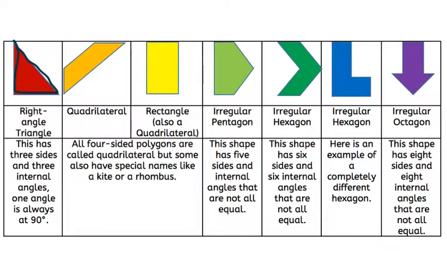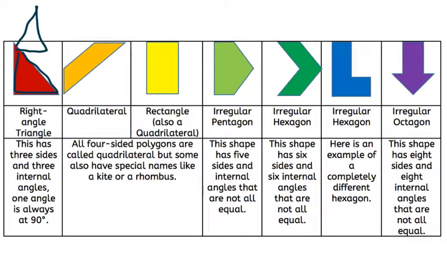You can also have an isosceles triangle, which is where two sides are the same. I'm really sorry, I can't draw straight lines with this pen. I wish this app had straight lines on it. I can't quite do it. There we go.